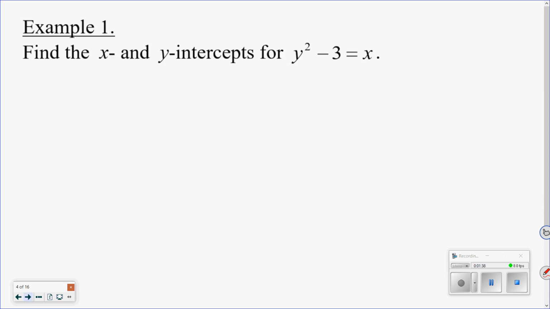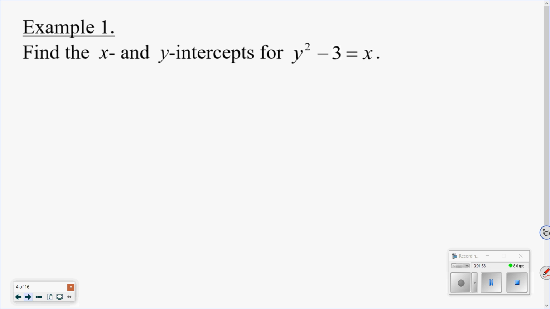So let's do some examples. We want to find the x and the y-intercepts for y squared minus 3 equals x. By the way, this is not a function, and the way we can tell is with that y squared. If I solve for y, I'll end up with a plus or minus, which means I'll have more than one y for every x. Anyway, that's beside the point. Let's find the x and the y-intercept.